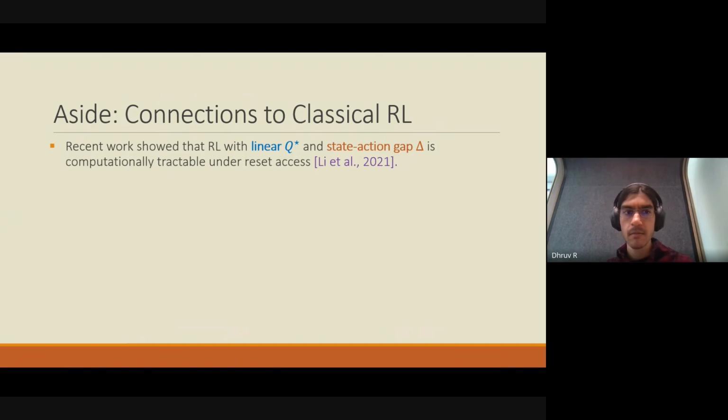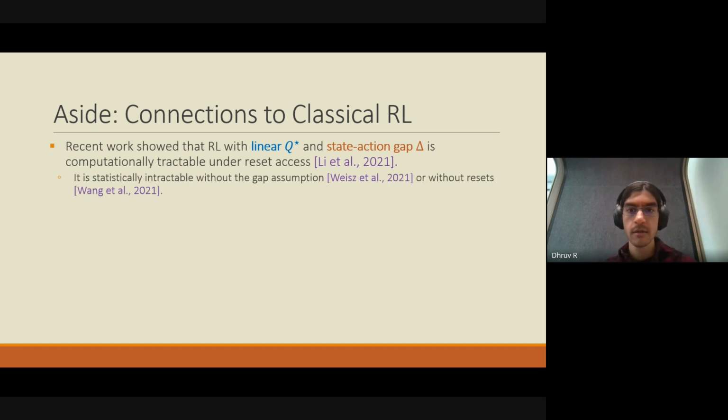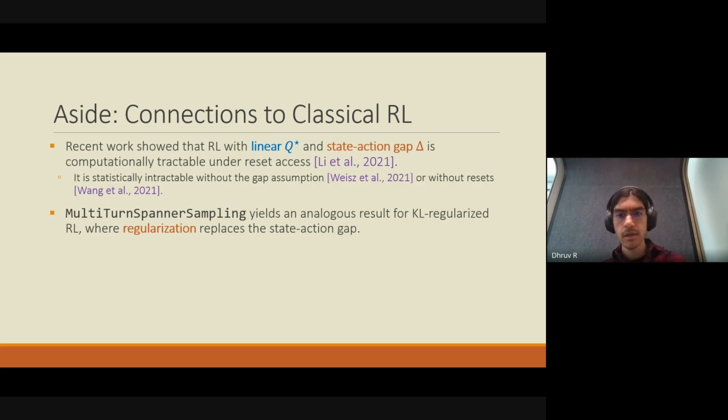Some recent work from a few years ago showed that you can do RL with linear Q star if you have a state-action gap and if you have reset access. You can do this efficiently, and it's known that there are lower bounds if you remove either of these assumptions. In our setting, we have reset access because the MDP is deterministic, so you can just for free go to wherever you want in the environment.